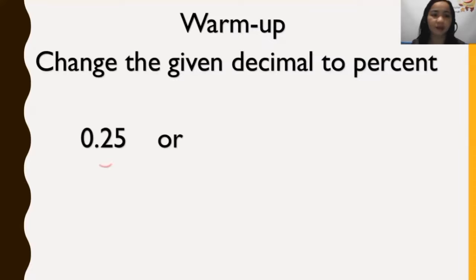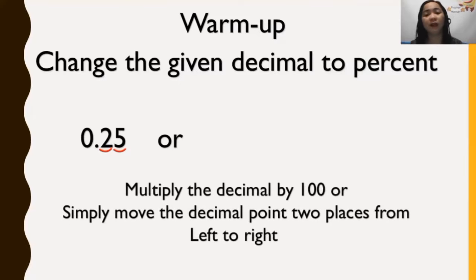By simply, we have here 1, 2, we just move 2 places from left to right, or multiply the decimal by 100. Di ba kapag nagmumultiply tayo sa 100, ang shortcut niya is just to simply move the decimal point 2 places from left to right. So, ano mangyayari? This will become 25%. And do not forget to write the percent symbol. So, kaya nga pag sinabi nating percent, that means per 100. Okay.